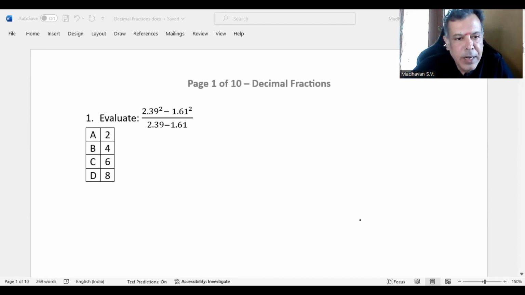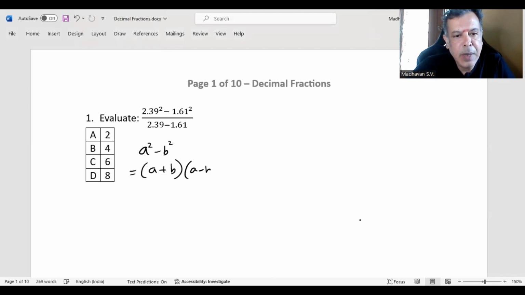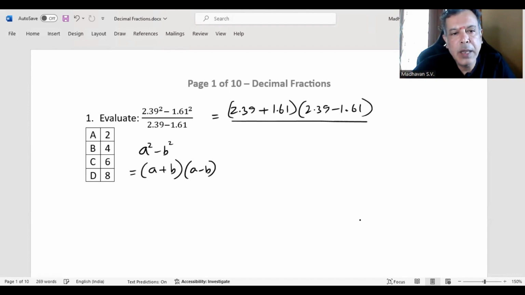If you look at the numerator, it looks like a square minus b square. So we can express that as (a plus b) into (a minus b). That means this can be written as (2.39 plus 1.61) times (2.39 minus 1.61) divided by (2.39 minus 1.61). So this and this get cancelled.